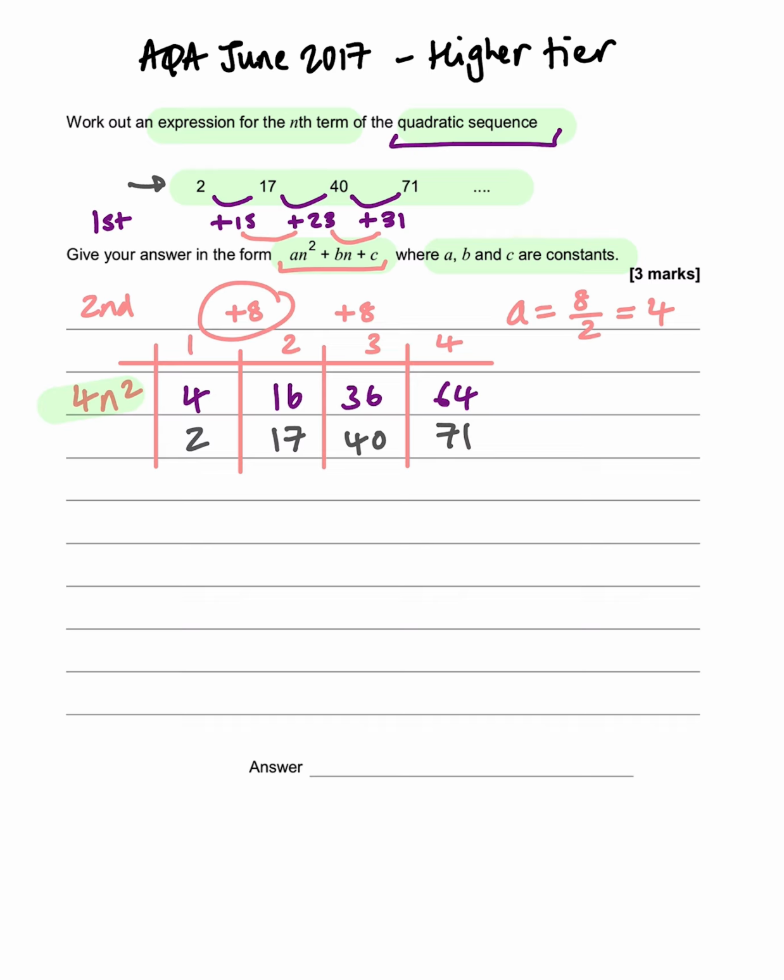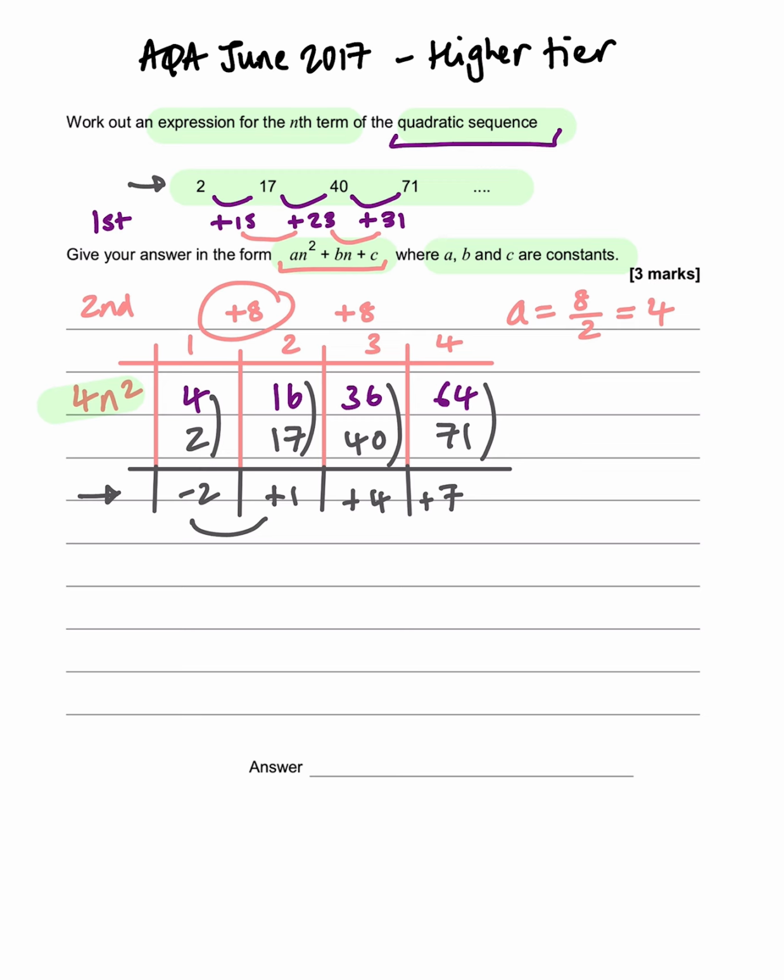At this stage, let's extend my table. We're looking for what happens to get from 4n squared to the original sequence that we're working with. To get from 4 to 2, we subtract 2. To get from 16 to 17, we add 1. To get from 36 to 40, we add 4. And to get from 64 to 71, we add 7. So I'm going to work with this sequence here, -2, 1, 4, and 7. I'm going to see if I can find an nth term rule that describes the difference between 4n squared and my original quadratic sequence.